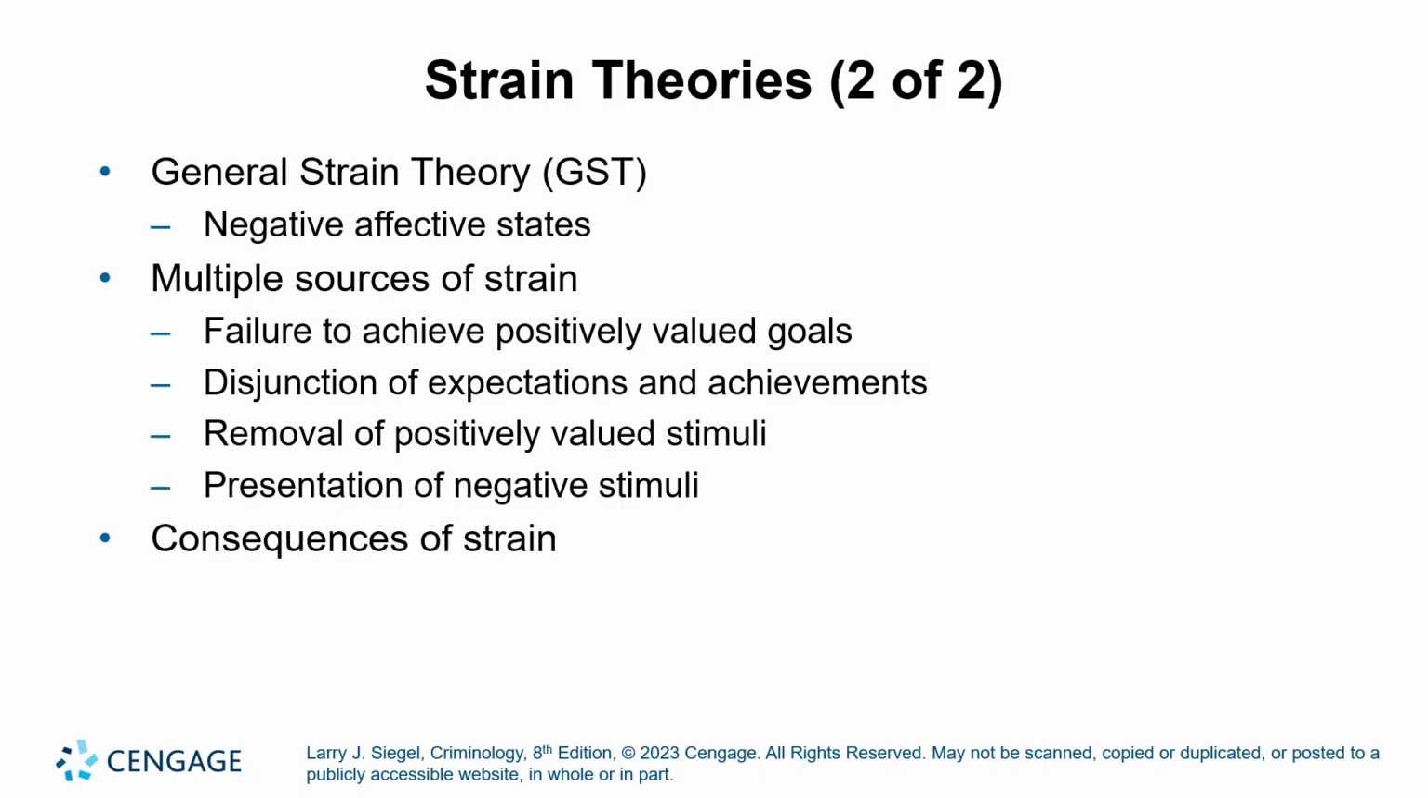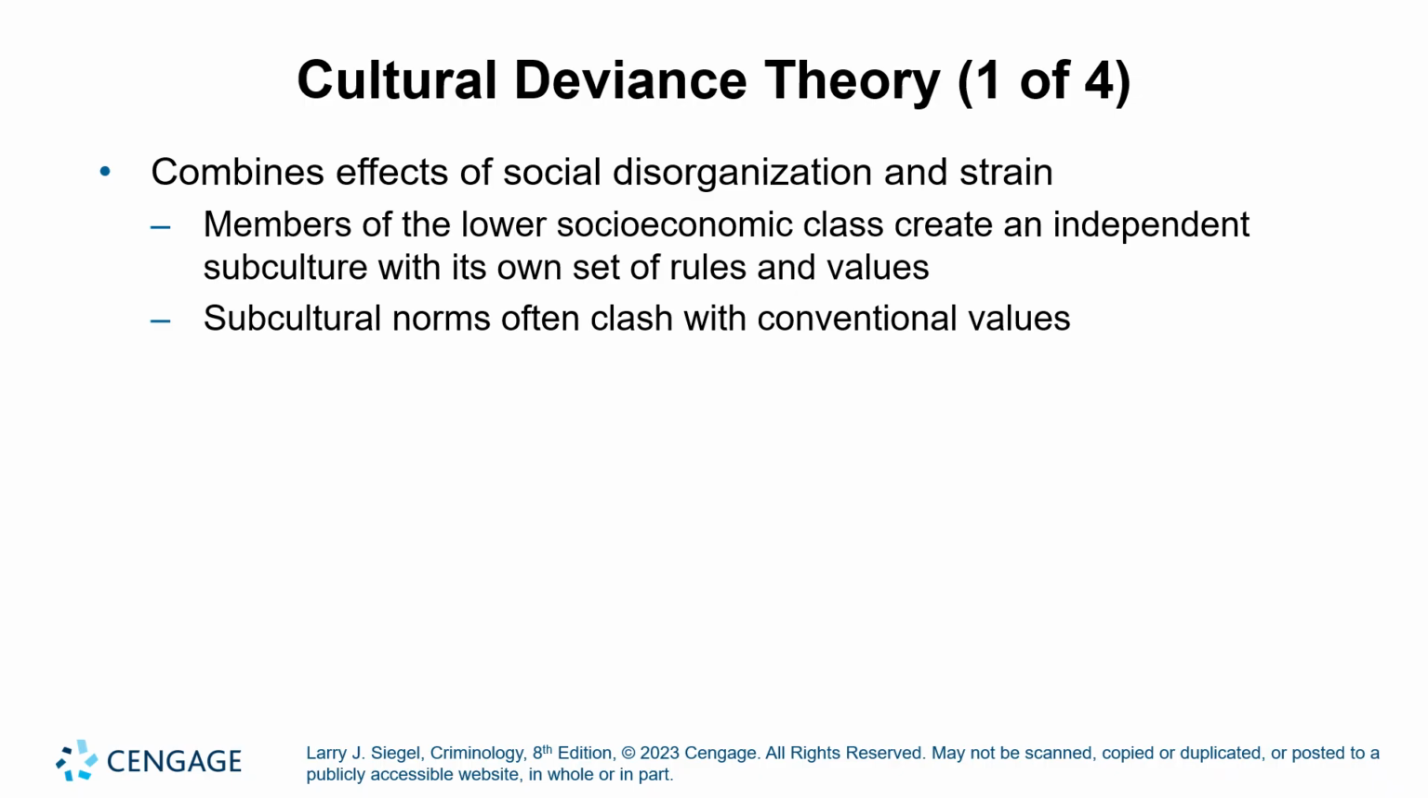strategies or social support. The final social structure approach we'll examine is cultural deviance theory, which combines elements of both social disorganization and strain. This theory suggests that members of the lower socioeconomic class may develop an independent subculture with its own rules, beliefs, and expectations. These norms emerge as adaptations to limited opportunities and ongoing strain. Because these subcultural values often conflict with conventional social norms, behaviors viewed as criminal by mainstream society may be considered acceptable or normal within the subculture itself.